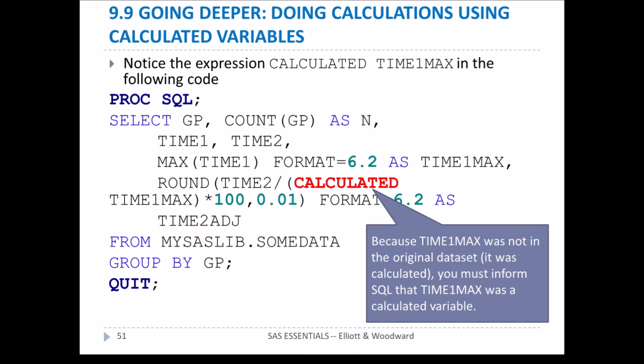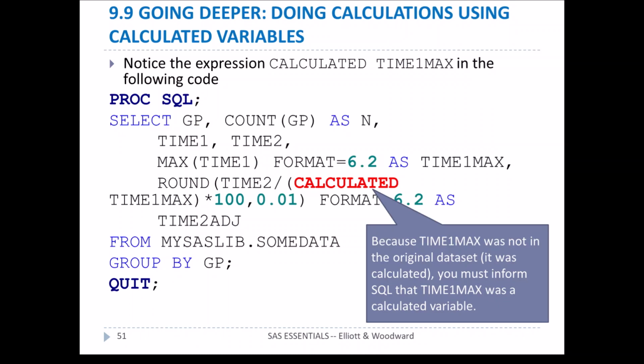So here we have select group. We've seen some of this same file before, but we have added something here. We're going to have a variable that we're going to show, as time to adjust, time to ADJ. And this value is calculated as round time 2 divided by calculated time 1 max. Now, why did we have this calculated word here? The reason we had it is because time 1 max is not in the original data set. Time 1 max is a calculated value in the previous column.